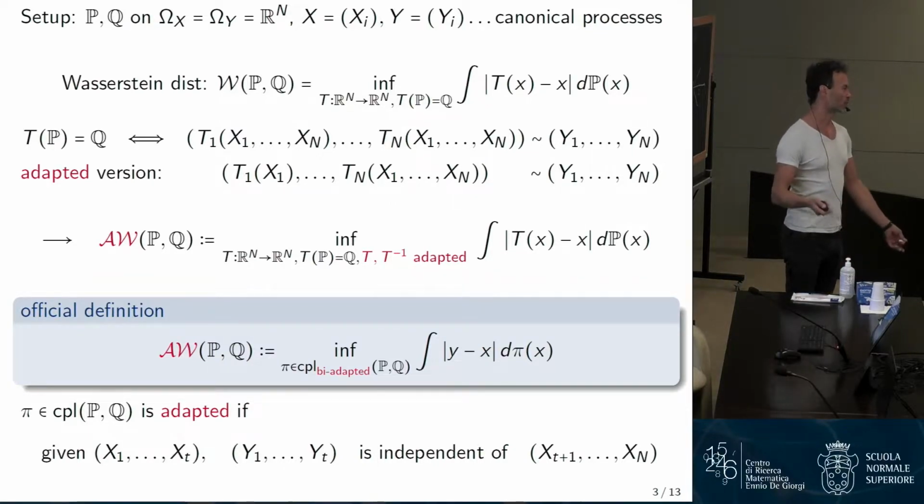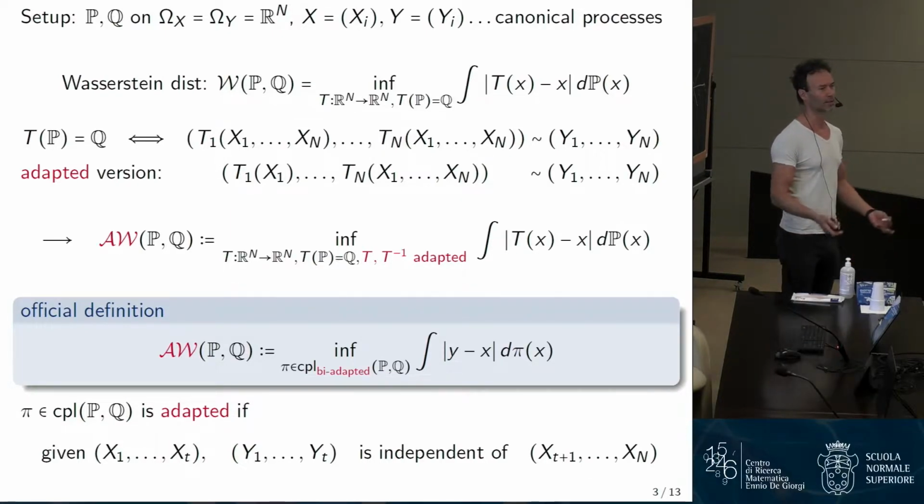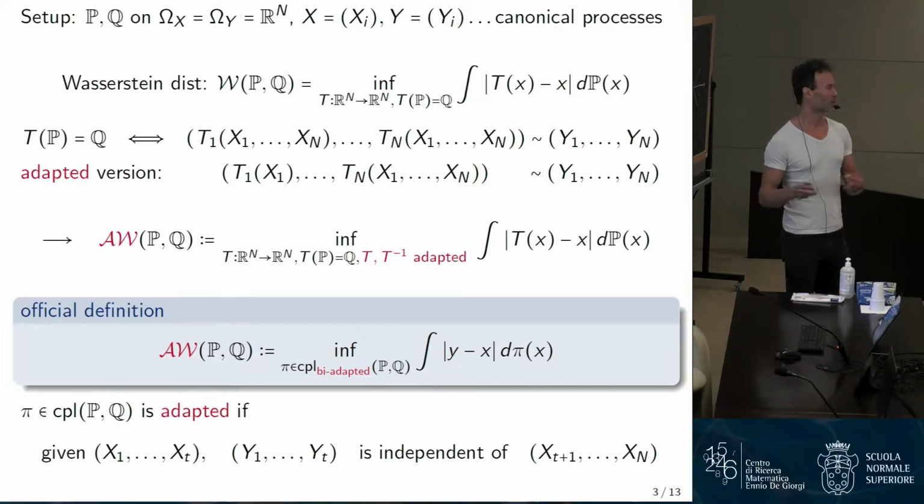And then, of course, here a great question would be, what are examples of such pi-adapted couplings? So the first example is a product measure, and the second and much more interesting example would be the Knothe-Rosenblatt coupling. Knothe-Rosenblatt coupling is like the prime example of a canonical adapted coupling you would look at.